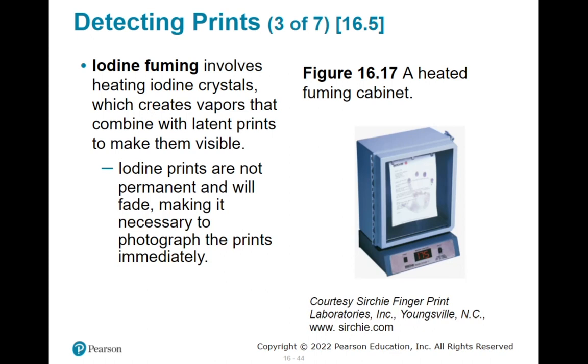So iodine fuming involves heating iodine chemicals, which creates vapors that combine with the latent print, and it allows it to become visible. Iodine prints are not permanent. They will fade, making it necessary to photograph the print immediately. So once you've used the iodine fuming, it becomes visible. You take that picture, and then you can try to do something to preserve it. This is an image of a heated fuming cabinet in order to make that print visible using iodine fuming. I have done iodine fuming in the lab before, but I prefer superglue fuming.